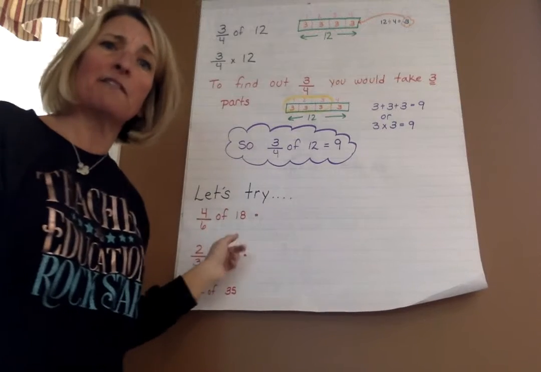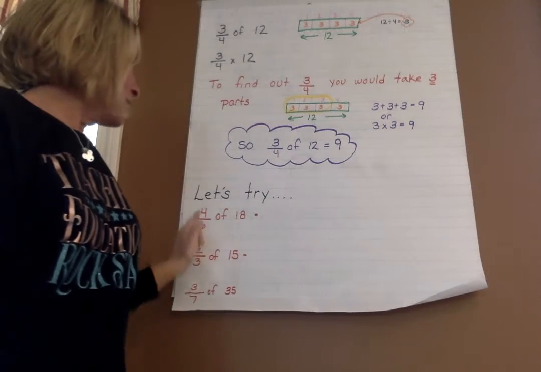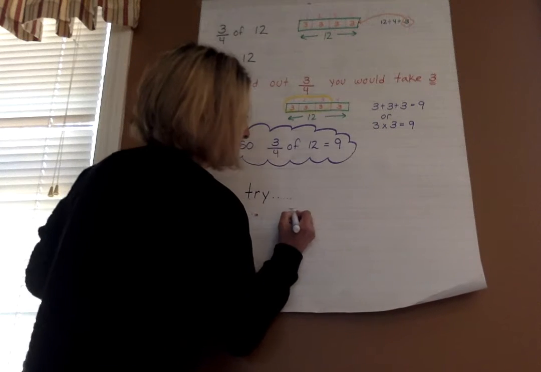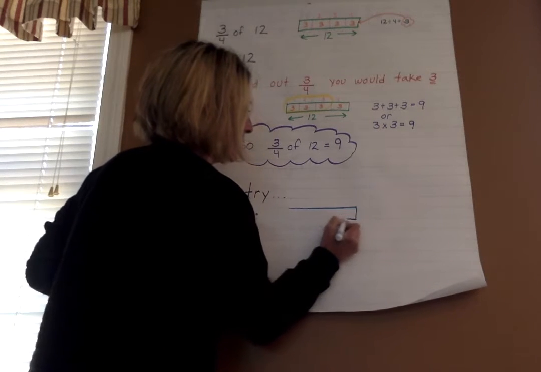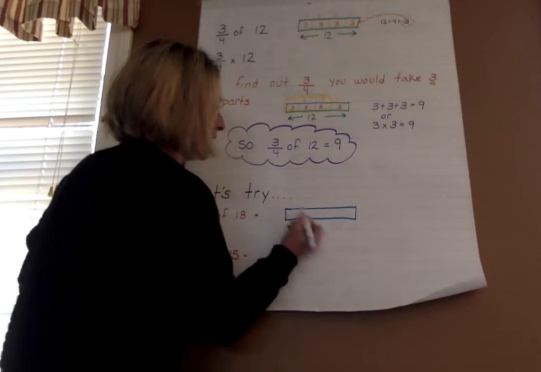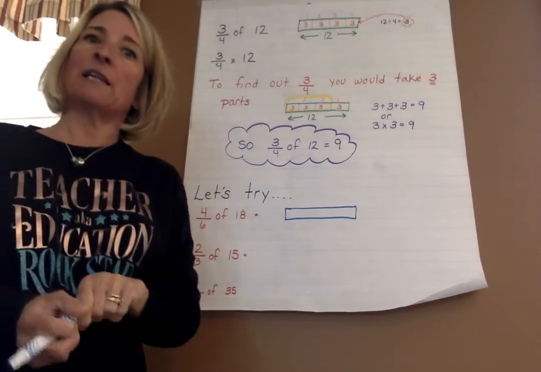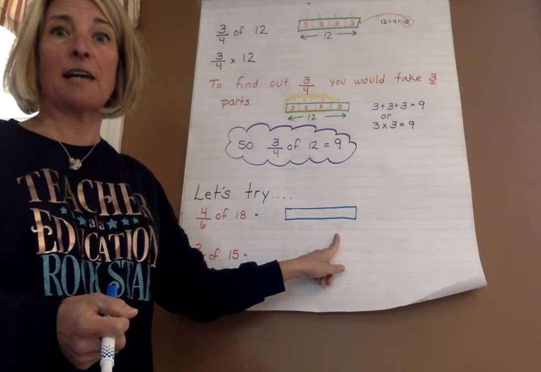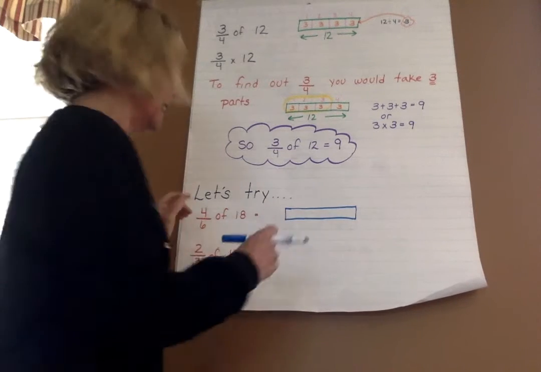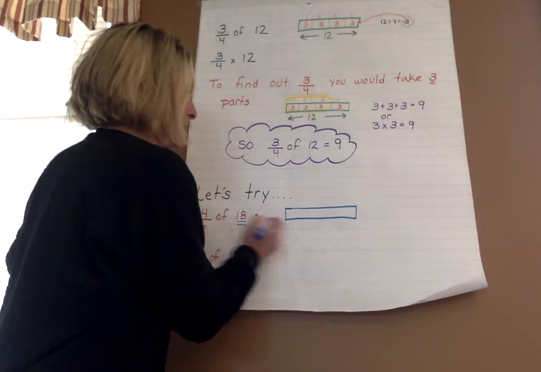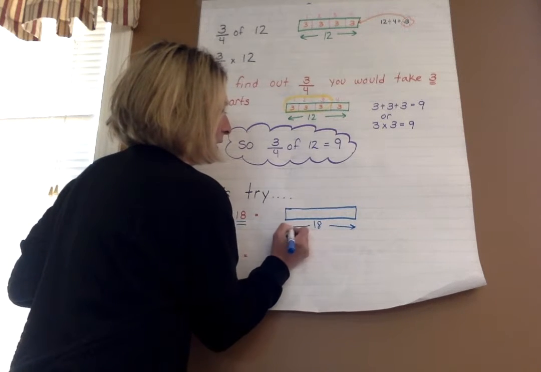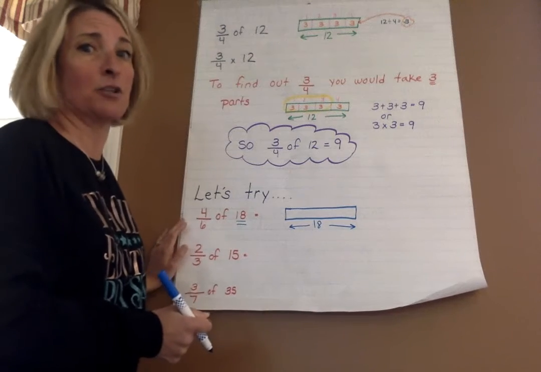So let's try a couple of them together. So the first one, 4/6 of 18. So the first thing you need to do, draw your tape diagram. So go ahead, in your notebook, draw your tape diagram. Can you guess what I'm going to label the tape diagram? What my total value is for the set? You're right, 18, because that's what this number is. So I'm going to label that as 18. That's what my tape diagram is equal to.